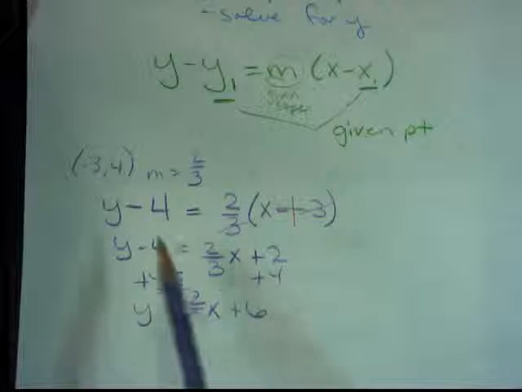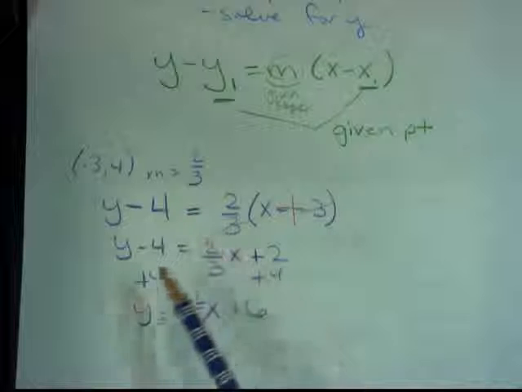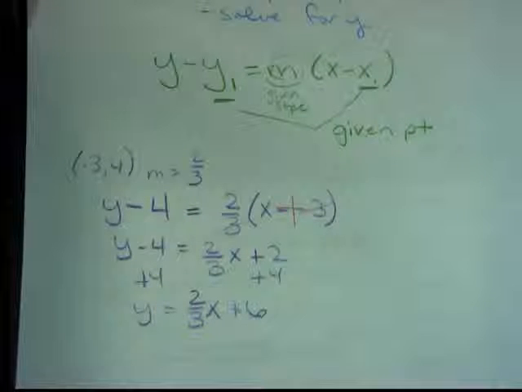Plug in the points, plug in the slope, solve for y. So that means follow your order of operations. Distribute, combine like terms. In this case means get the constant over to the other side, and you have no coefficient of y, so you're good as y equals mx plus b.